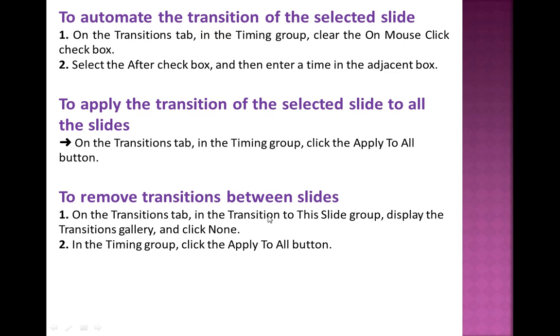Then how to remove the transition between slides? It means how we can remove the transition. Simply go to the transition tab, go to the transition to all slides group, display the transition gallery, then click on none. So this is how we can remove the transition. In the timing group, you can either apply to all the slides in the presentation, or apply for a single slide.